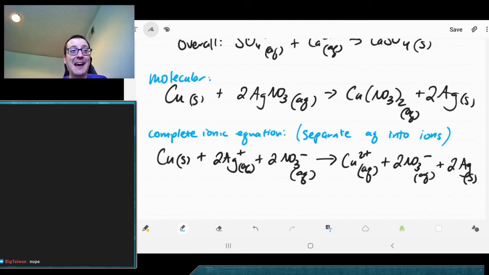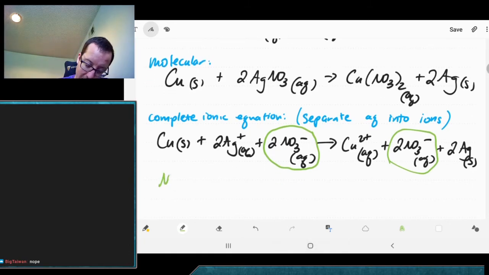If we're looking for what's identical on both sides, let's use the green. We see that the only thing that's identical is the nitrates. Obviously, copper solid and copper 2 plus aqueous are not identical, right? They are different from each other. Everything has to be exactly the same for them to be identical. We have 2Ag plus aqueous versus 2Ag solid. Those are going to be different, so we can't call them spectators. Spectators have to be exactly identical on both sides.